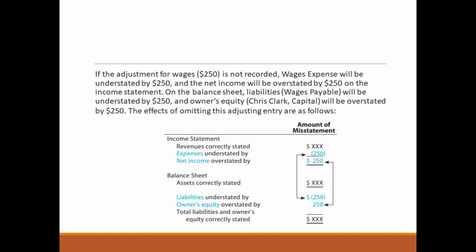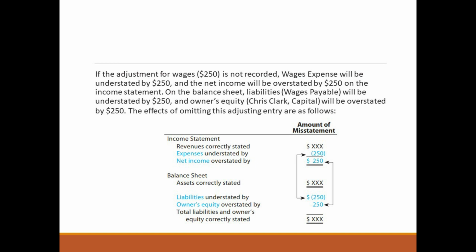If the adjustment for wages of $250 is not recorded, wages expense will be understated by $250 and the net income will be overstated by $250 on the income statement. On the balance sheet, liabilities or wages payable will be understated by $250 and owner's equity or capital will be overstated by $250. The effects of omitting this adjusting entry are as shown in this picture.